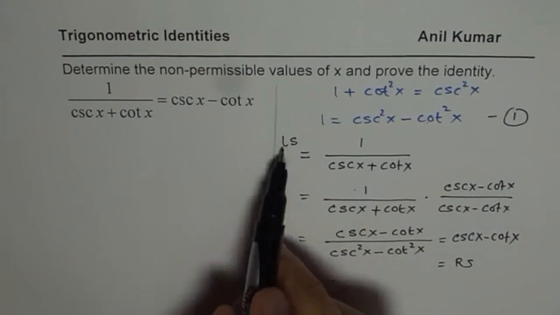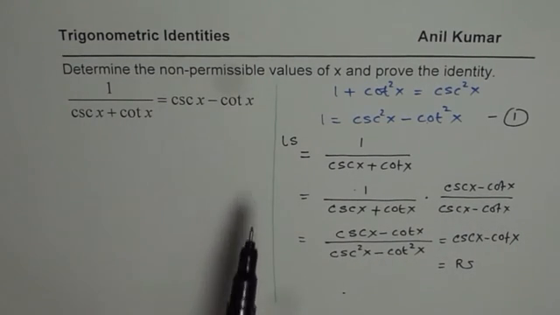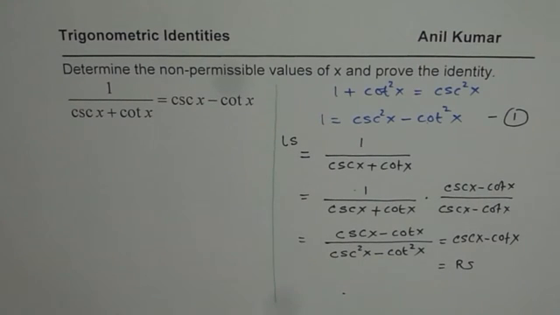Whenever we have to prove an identity, we always prove left side equals right side. It is preferred to begin from one side and land up at the other, right? So that is how you could easily do this question, correct?